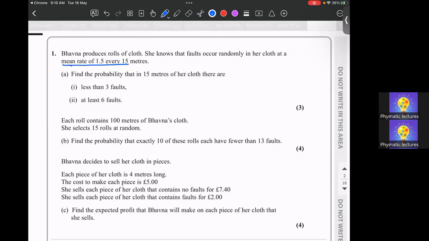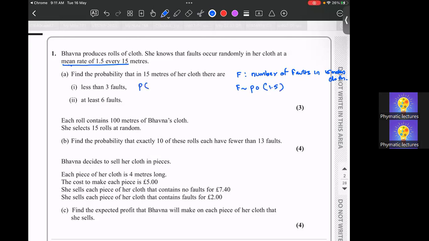3 faults. So we will define first F. F will be the random variable. What is the random variable F? Number of faults in 15 meters cloth. Okay, so number of faults in 15 meters cloth. And how is this F distributed? F is distributed with the Poisson distribution with the mean rate of 1.5.